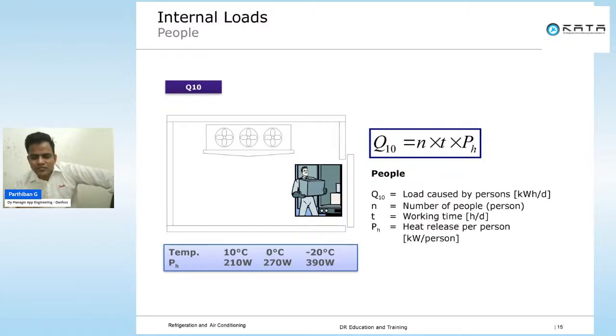If you reduce the cold storage temperature from 10 to 0 to minus 20, the temperature gradient will increase. Because of the temperature gradient, the heat emitted by our body also will increase. So the formula is again Q equal to N into T into pH. N is the number of people and T is working hours per day, per person per day. If a person is working for half an hour, it's 0.5. If they are working for 2 hours, it's 2 per day. We need to take the value in per day. So with this, we can calculate the load because of people.